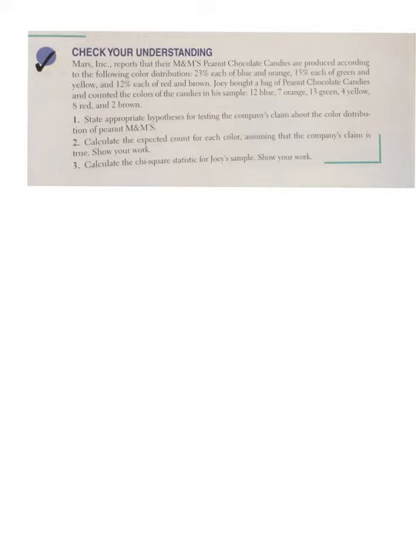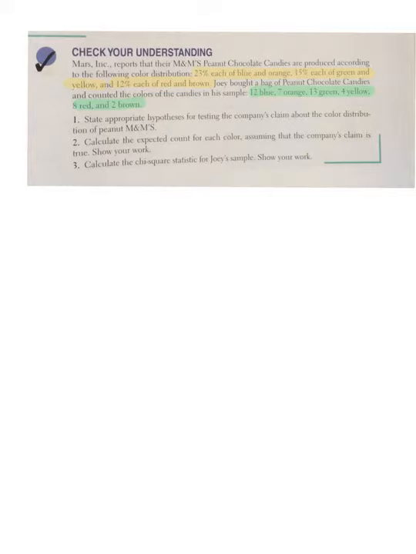Here's a check for understanding on page 681. So we're going to do a chi-square on this thing. Look at a bag of peanut M&Ms. The company says that there's 23% blue and orange, 15% each green and yellow, 12% each of red and brown. This kid Joey bought a bag and poured them all out, counted them all up, and here we go. This is his count for this bag. So we're going to do a chi-square test.